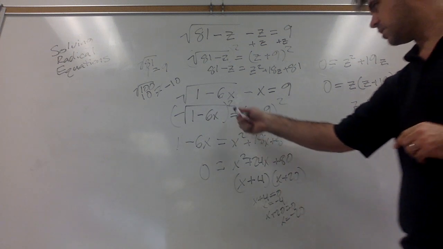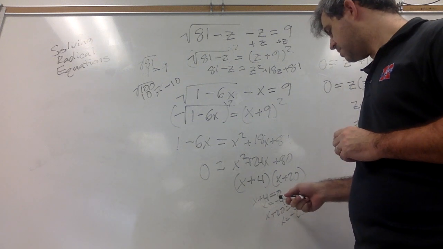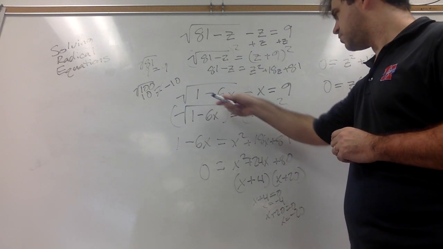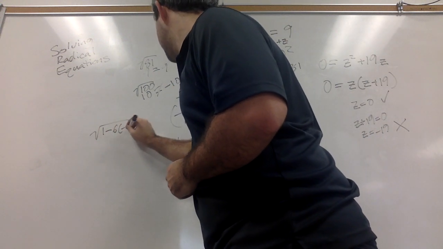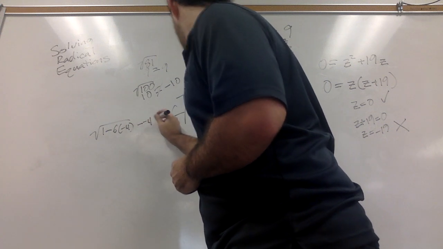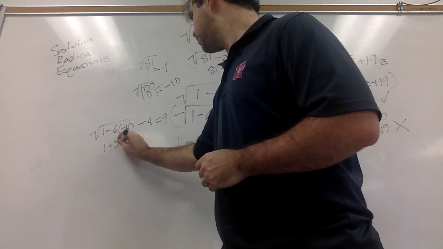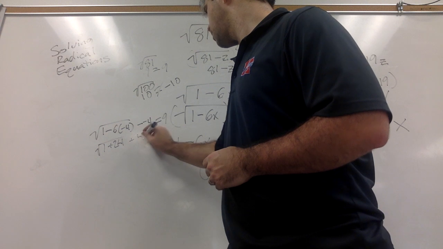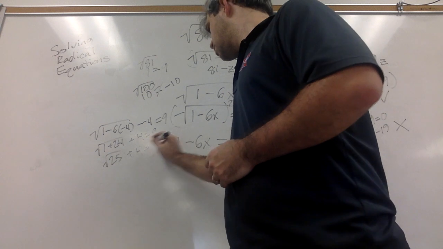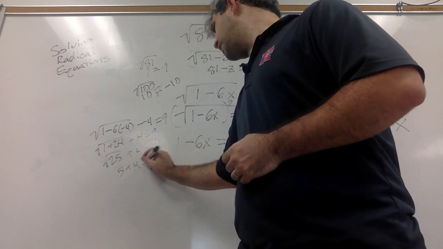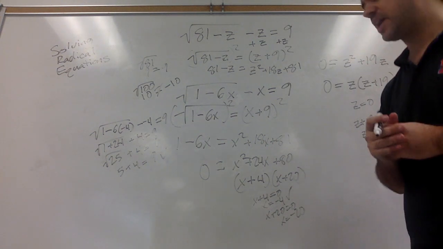I get 1 minus 6 times negative 4. So 1, here, I'll write it down. 1 minus 6 times negative 4 minus negative 4 equals 9. So 1 plus 24 plus 4 equals 9. Five plus 4 equals 9. That is a valid solution. Now we need to check on this negative 20.